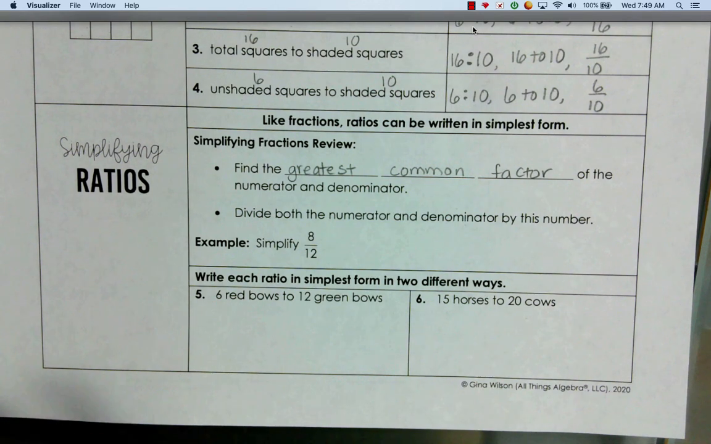Now, remember when in January, I know that's many moons ago, when I gave you the greatest common factor paper of all these numbers, it was a gift. It was a gift. I'm going to pull mine out right now.